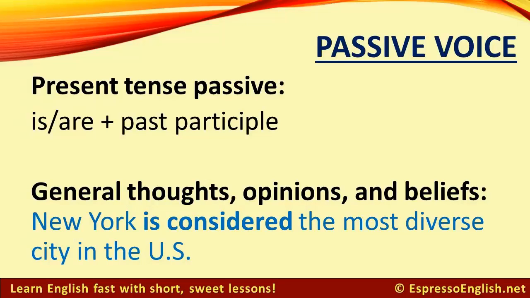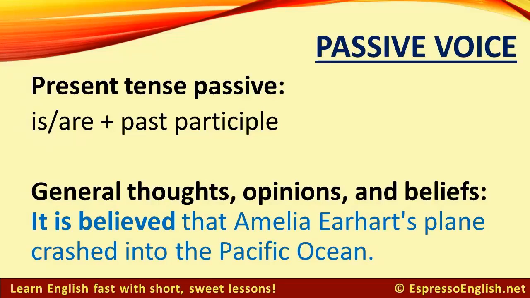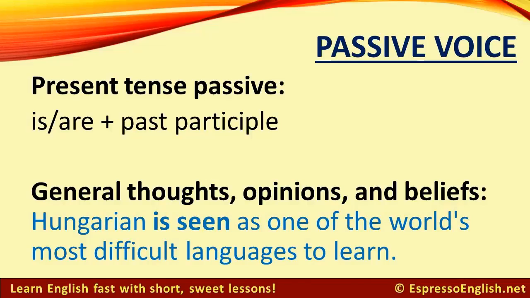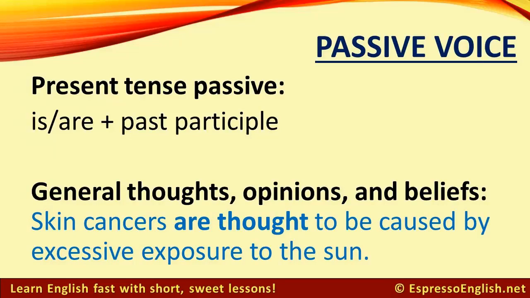For example, New York is considered the most diverse city in the U.S. It is believed that Amelia Earhart's plane crashed into the Pacific Ocean. Hungarian is seen as one of the world's most difficult languages to learn. Skin cancers are thought to be caused by excessive exposure to the sun.